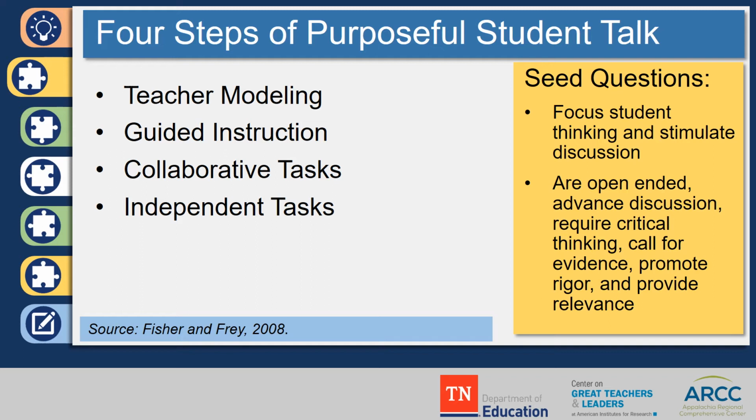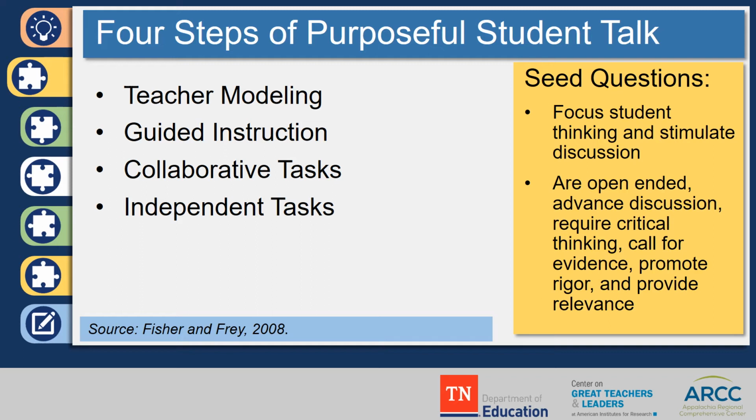The guided instruction aspect of purposeful talk gives you a chance to observe nonverbal cues, listen to, and where necessary, provide guided support and offer additional questions to students to further their discussions. This is where planning in advance becomes useful to know where students will need additional help.